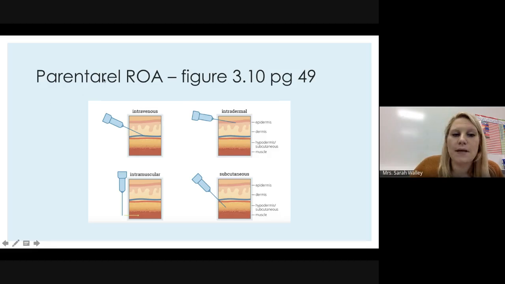Here is a picture of parenteral routes of administration. ROA means route of administration. Intravenous goes straight into your vein. Intradermal just goes into the epidermis. Intramuscular goes straight to the muscle, and subcutaneous goes right under your skin, into your fat.